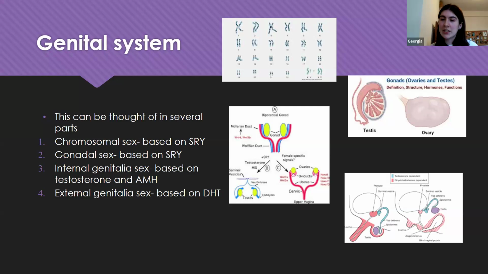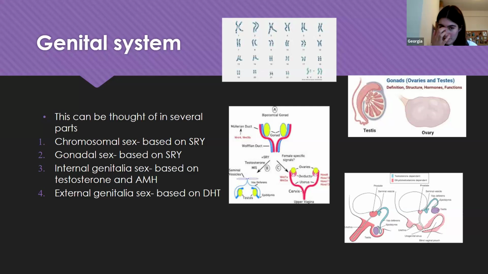Then the SRY gene expression is turned on if it is present, and it causes cells of the mesoderm to differentiate into Sertoli cells, which direct testicular formation. When the gene is not expressed, the cells differentiate into granulosa cells, and that dictates ovary development. Now, the somatic cells of the gonads are associated with the germ cells at this point, and the germ cells are those that develop into the sperm and the egg.